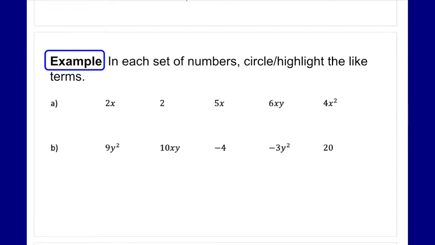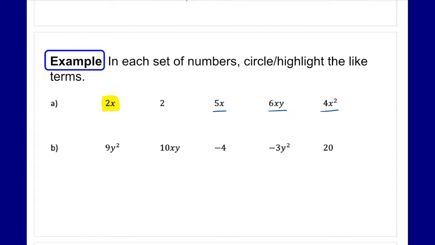Here, in this example, in each set of numbers, we want to circle or highlight the like terms. So this is where we're really going to focus on the specific definition for a term. And again, a like term has the same variable and exponent. So if I look at my first one, 2x, do I have any other terms that have x? Well, I have a 5x, a 6xy, and a 4x squared.